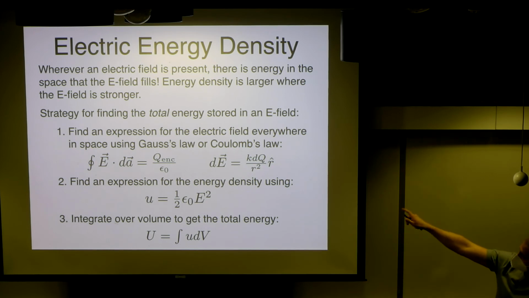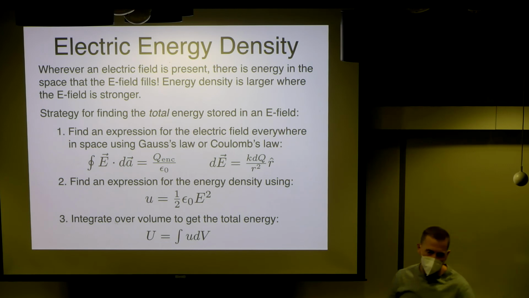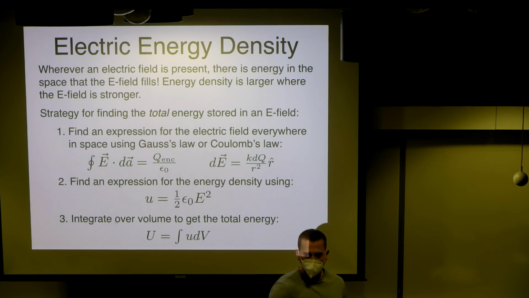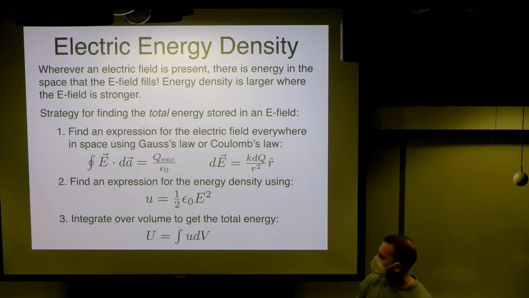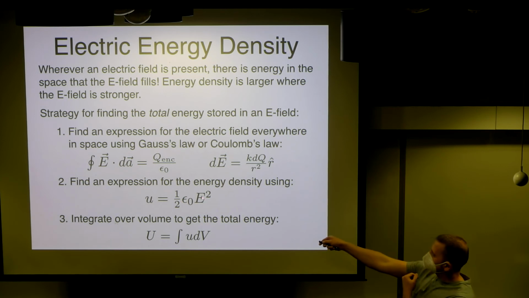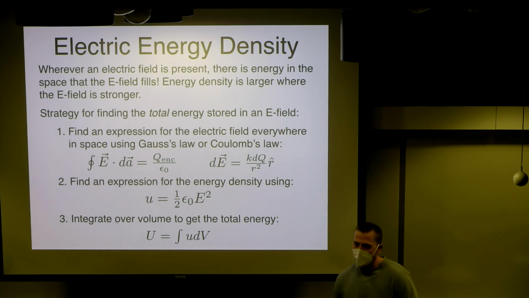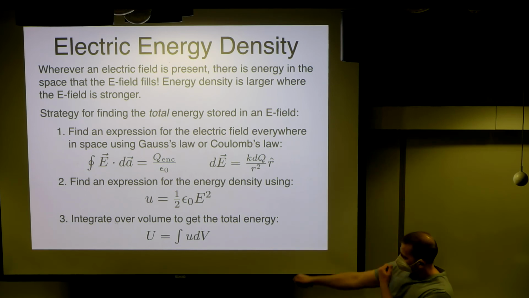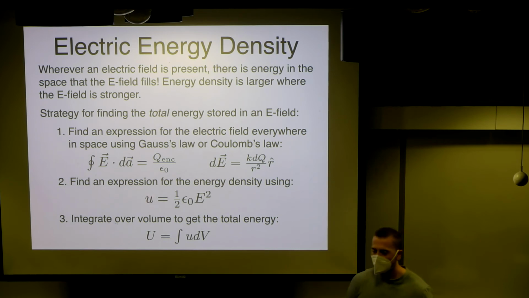So if we have some kind of electric field, here's a strategy we can take to find the total energy stored all across that field. Okay? So first, we can use either Gauss's law or Coulomb's law, whatever happens to be more convenient for the situation, to calculate what the E field actually is. Right? So first we want to know what the E field actually is. Then, once we know what the E field is, we can plug it into this formula for electrical energy density. Just plugging in the formula for E tells us the energy per unit volume in the space surrounding our E field, right?